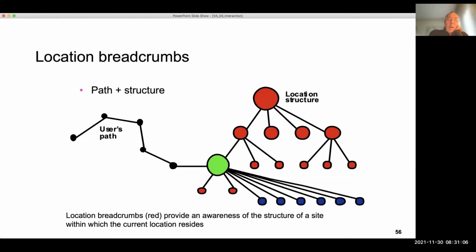And you can also have location breadcrumbs for showing the structure of the site. Here is the path you followed. This is your actual position. These are the next steps you can do. And here there are other pieces of information about the part of the website that you didn't travel that can bring you to the same position. This is very common for representing the web structure.